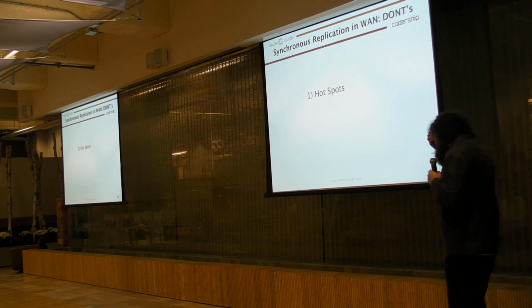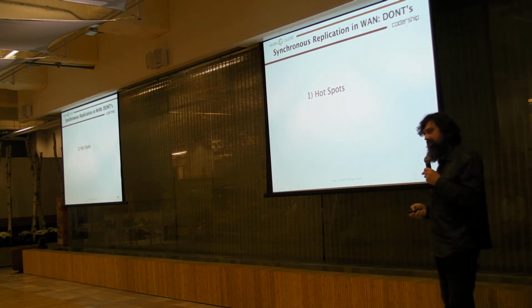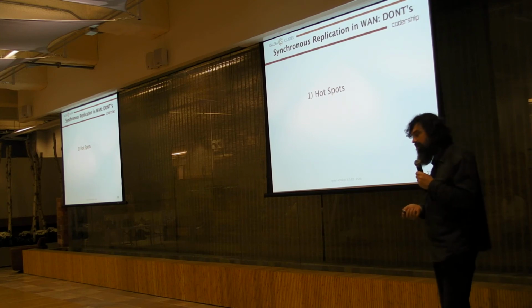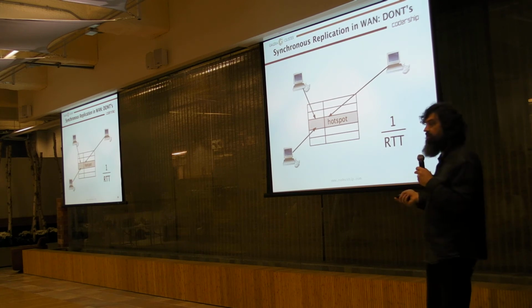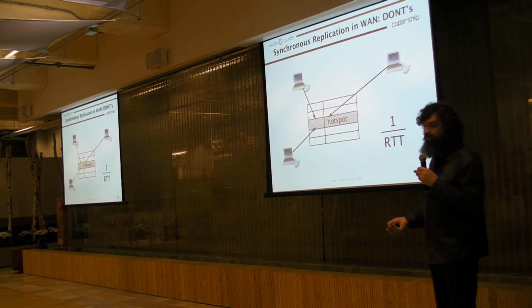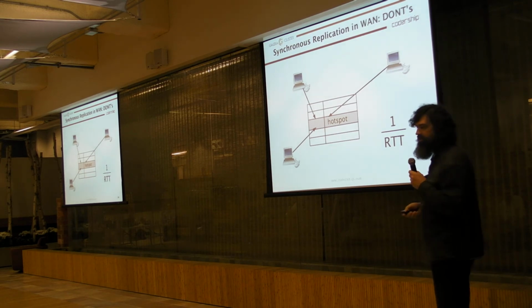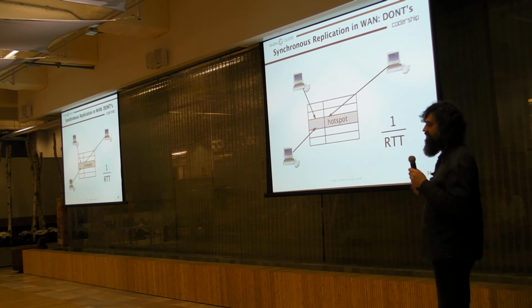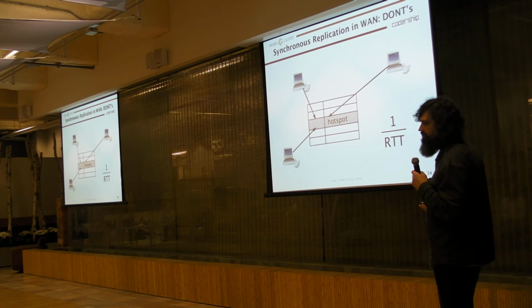Now, don'ts. Well, first thing that you don't want to have in a synchronous wide area network cluster is a hotspot. What is a hotspot? It's a table or a row or whatever, some resource that everybody wants to access and modify. And as we saw, there are latencies involved in that. And you cannot modify a single resource, a single row, more often than 1 over RTT, or the biggest latency in the whole cluster. And that means that this thing will go very, very, very slow.